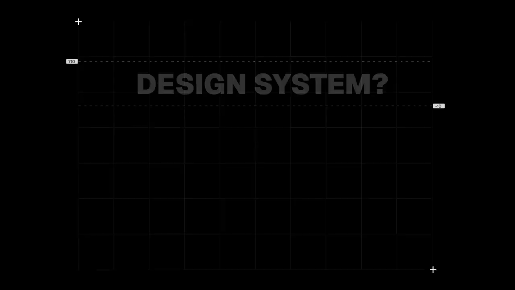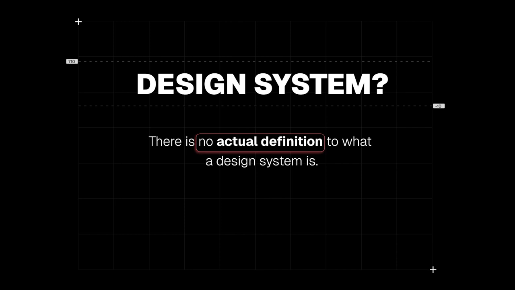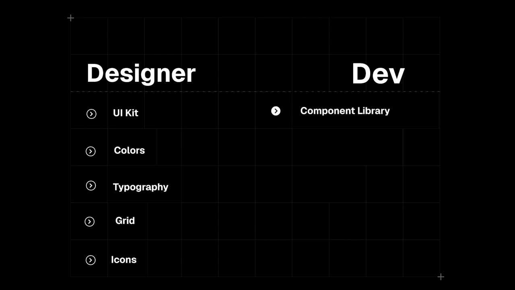Let's get into it. So what is a design system? There is no actual definition of what a design system is, and why is that? That's because if you ask a designer, they will say it's a UI kit or a color palette or typography, grid or iconography. But if you ask a developer, they will say it's a component library, style guides, or some sort of documentation.